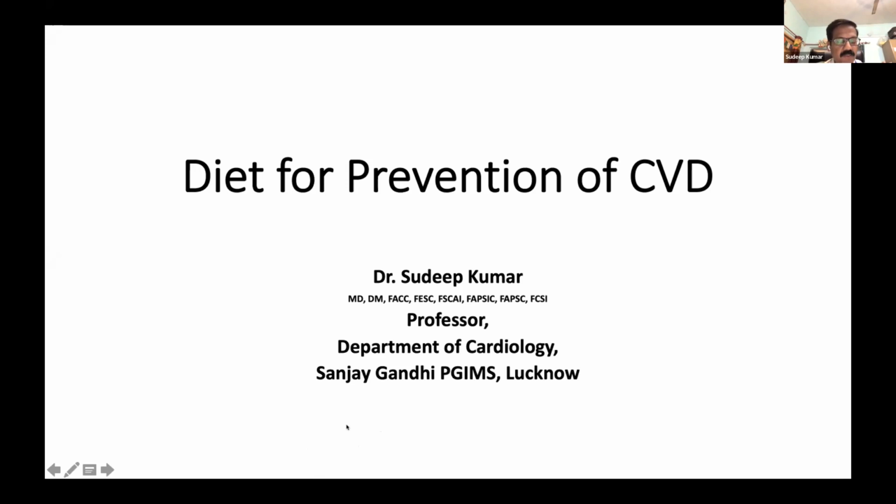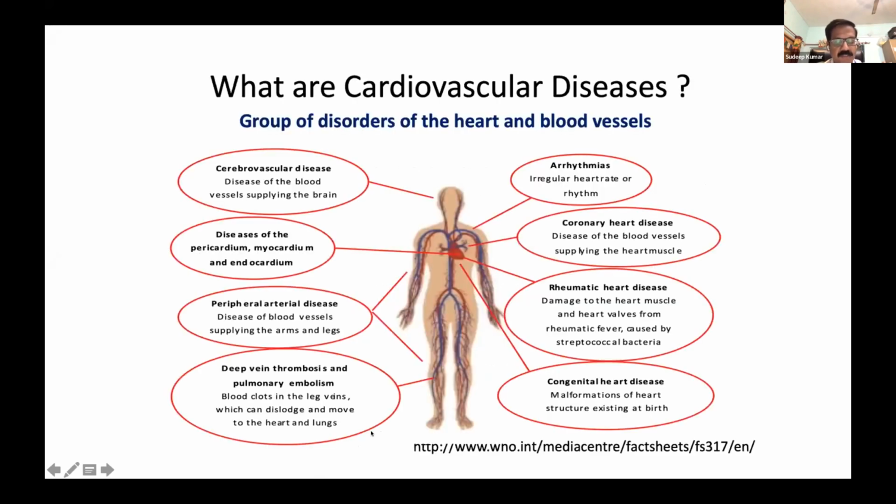To prevent, what is the right plan for prevention of cardiovascular disease? So to start with, for non-cardiology students, I would like to say what are the cardiovascular diseases? Basically, these are the diseases of the heart and the blood vessels. But important to note, the number one killer worldwide is coronary heart disease.